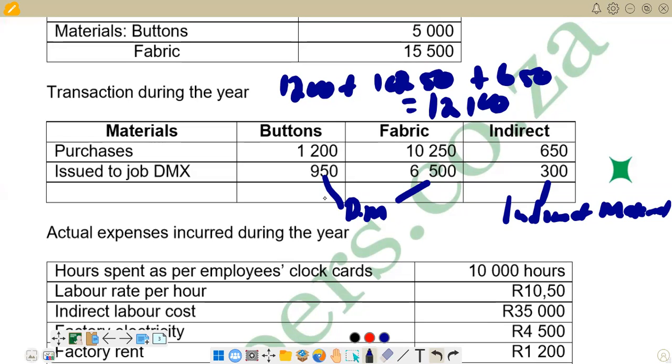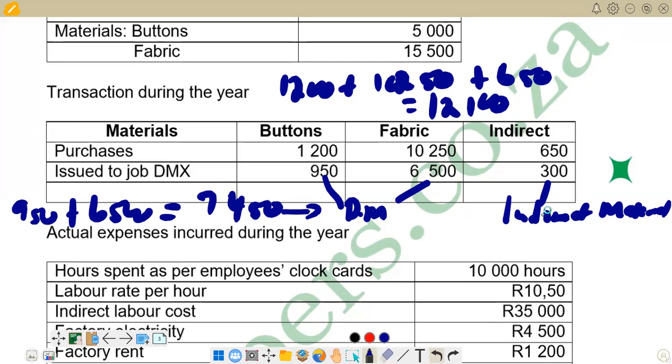So it means we have two double entries that we are going to make in terms of issuing of this material. We are going to add this 950 plus 6,500, and we get 7,450 there. So this is the total for direct material. Then this one, 300, becomes our indirect material. So we can start by making the double entry of direct material 7,450.